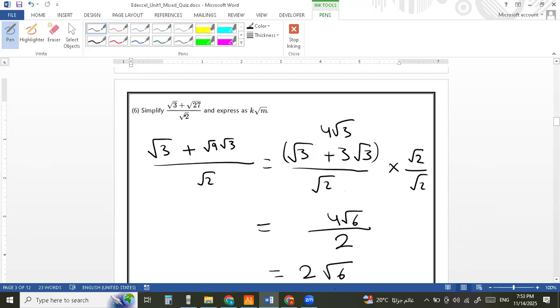Again, I just simplify the root of 27, and I simplify the numerator until I reach 4 root of 3 over root of 2. Rationalize, multiply up and down by root of 2. So it is 4 root of 6 over root of 2 times root of 2, which is just 2. Simplify the 4 over 2, it is 2 root of 6. That's the form that they want.